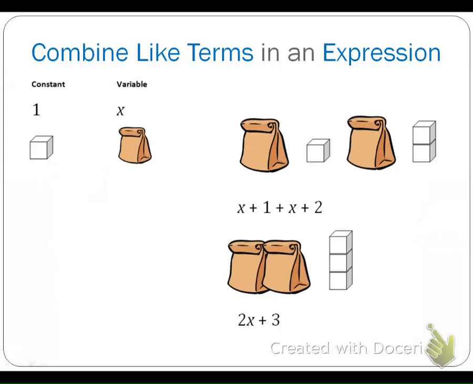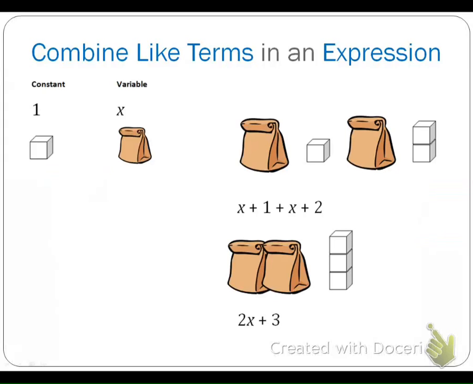A variable is an amount or quantity that we don't know. Let's use a bag to represent our variable. We don't know what's inside the bag, we just know we have a bag. So in the expression x plus 1 plus x plus 2, we can represent that expression with the pictures of a bag and a block and a bag and 2 blocks.